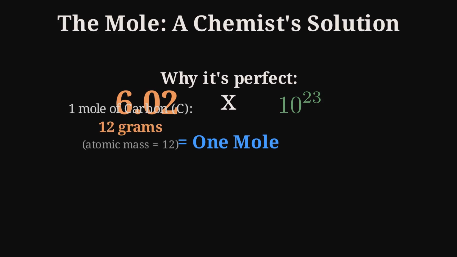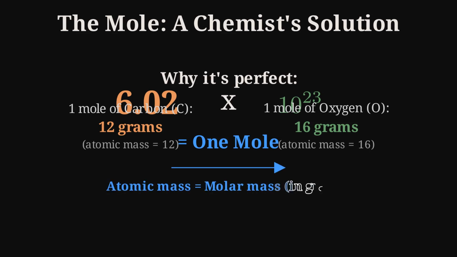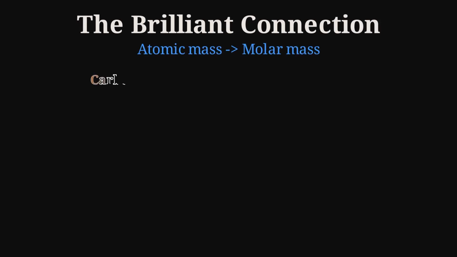1 mole of carbon weighs exactly 12 grams. 1 mole of oxygen weighs exactly 16 grams. See the pattern? The atomic mass number tells you the mass of 1 mole in grams. Now here's where it gets beautiful. This connection isn't random. When scientists defined the mole, they chose that number specifically so that 1 mole of any element would have a mass in grams equal to its atomic mass.